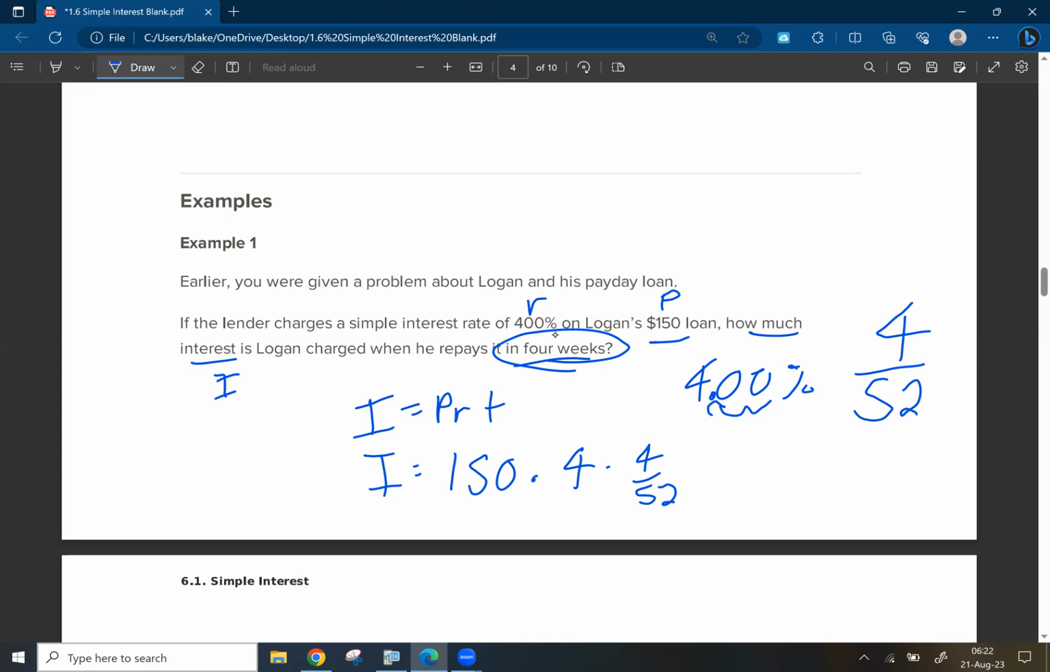So moral of the story, when you're thinking about time here, keep in mind that your time has to be relevant to a year. So 4 weeks is not 4 years. 4 weeks is 4/52 of a year, right? Because there's 52 weeks in a year, but you're only doing 4 of them. So it's a very small portion of the year. So that's the number that we need to do here.